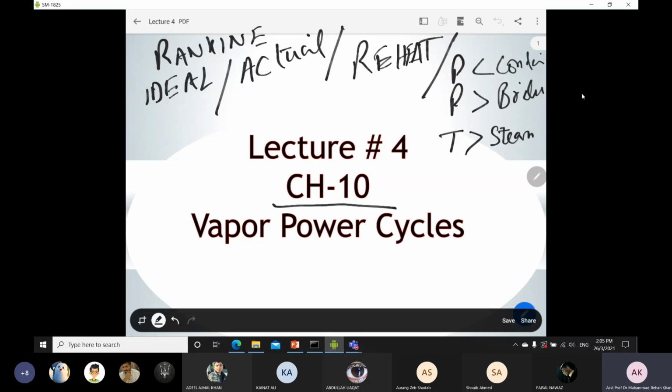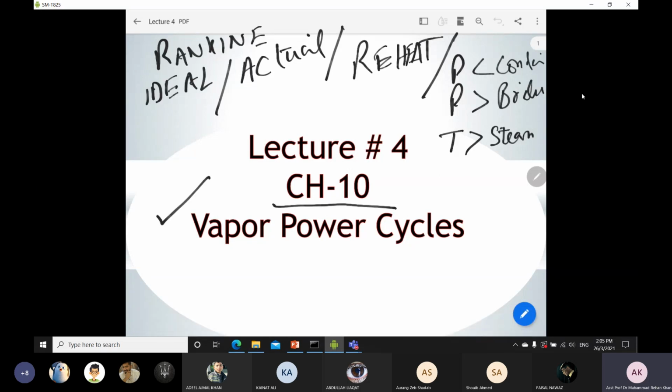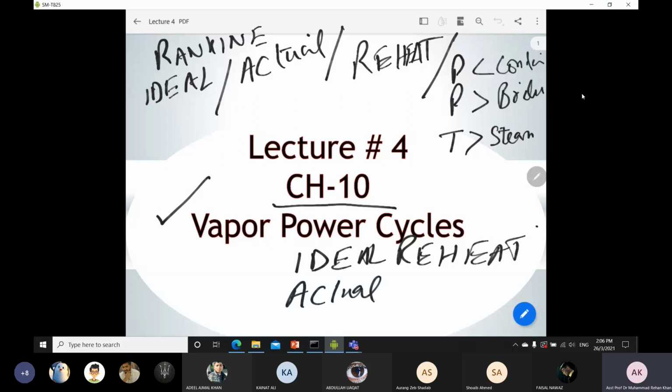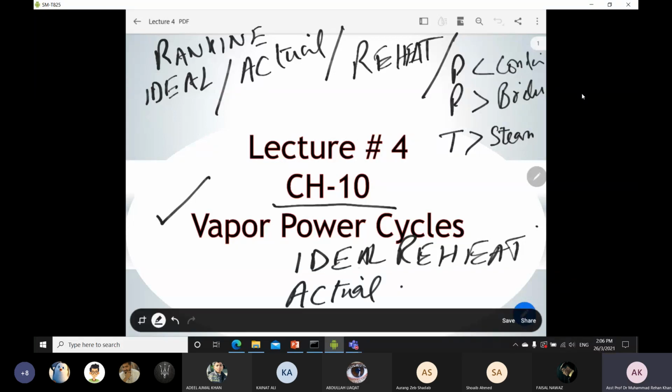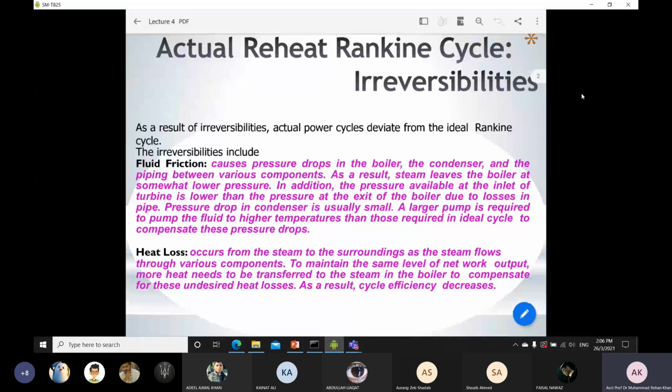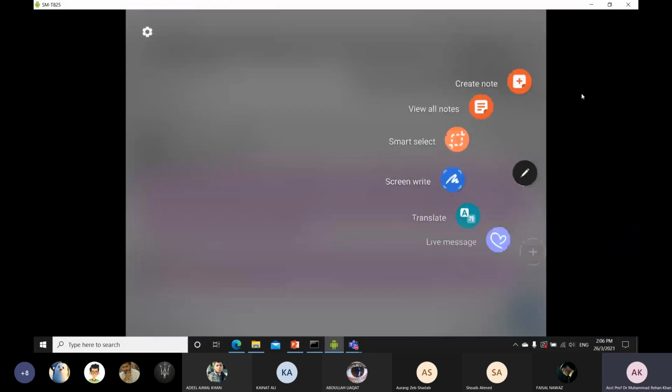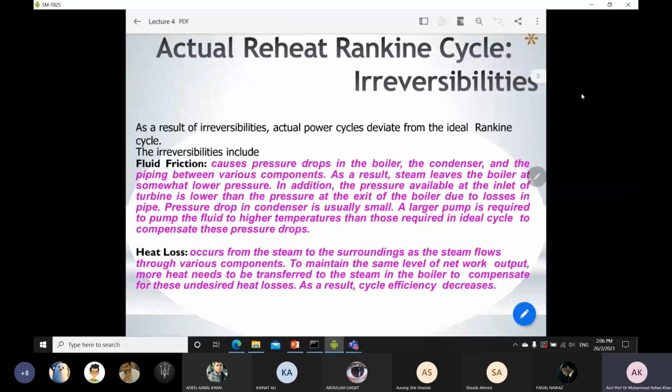So this class is also similar to the vapor power cycle, but previously we dealt with the ideal reheat cycle, and in this class we will look at the actual reheat cycle. We will see how to thermodynamically analyze the actual reheat cycle when there are irreversibilities in the system. Just a quick revision: what is the difference between the actual and ideal one?